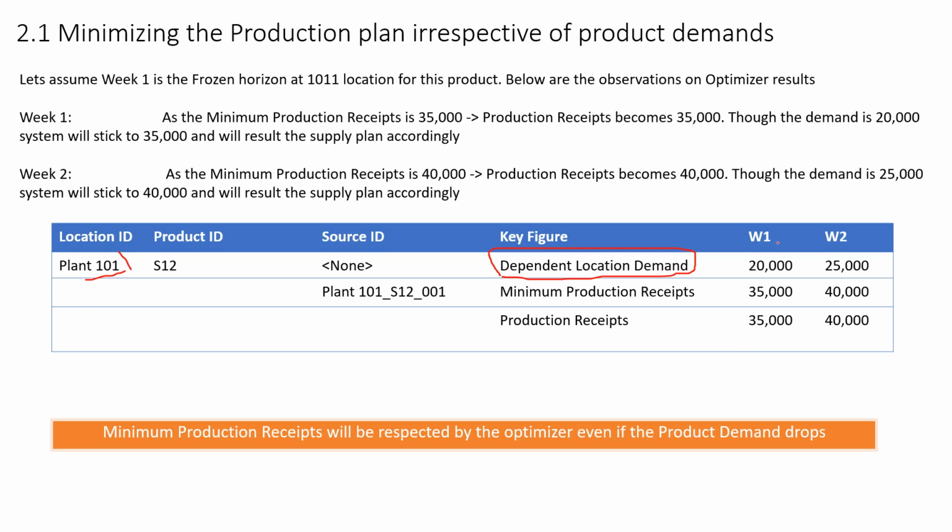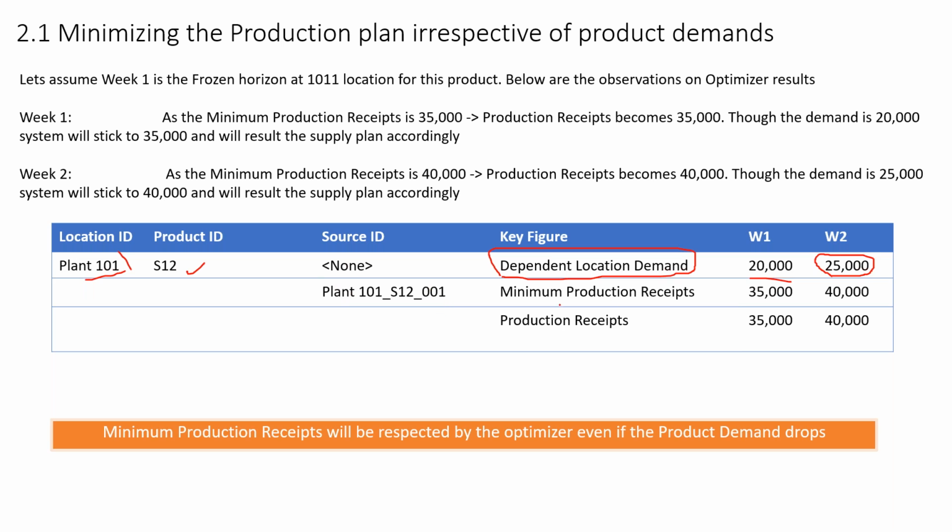On week one, the dependent demand is 20,000. Week two, it is 25,000. This is for the product S12. And then there is a particular source ID called plant 101 underscore S12 underscore 001.